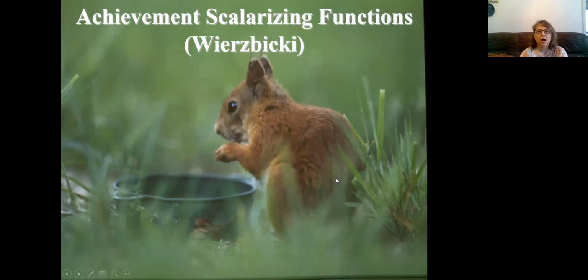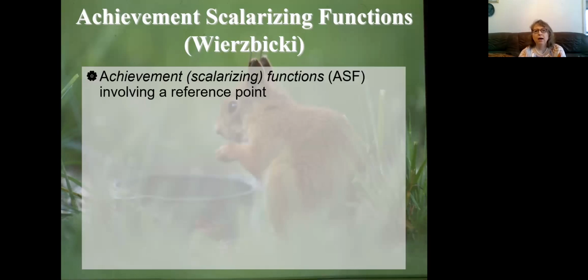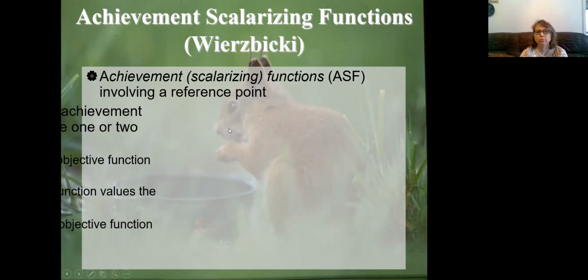One more alternative is the achievement scalarizing function, where we have a reference point as a way to provide information to get different solutions. The reference point can be provided mechanically, or it can come from the decision maker. If it comes from the decision maker, it means that we have desirable values for each of the objectives as the components of the reference point.